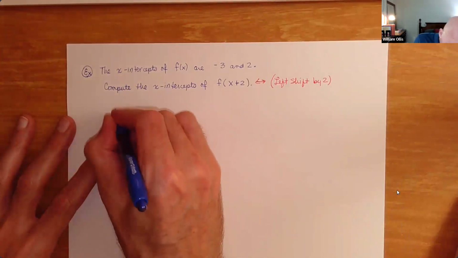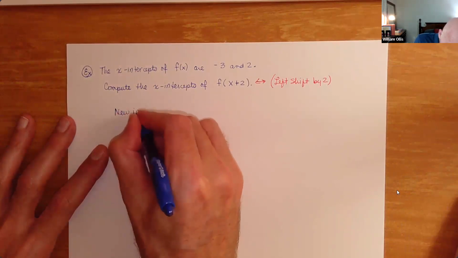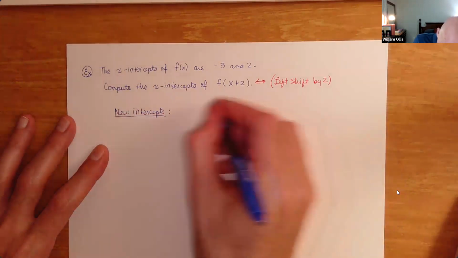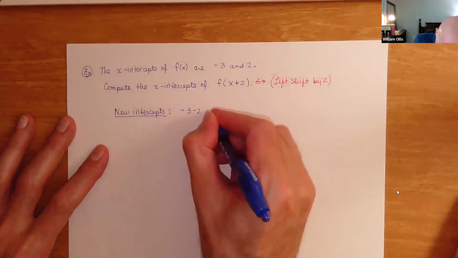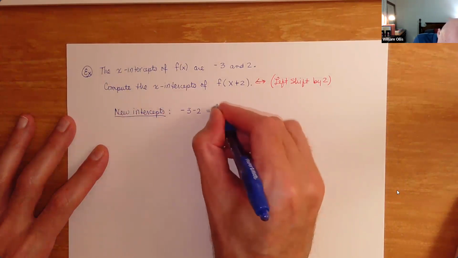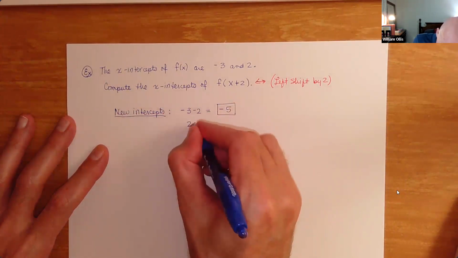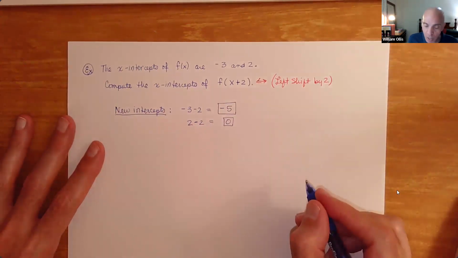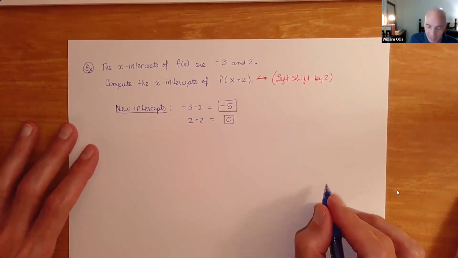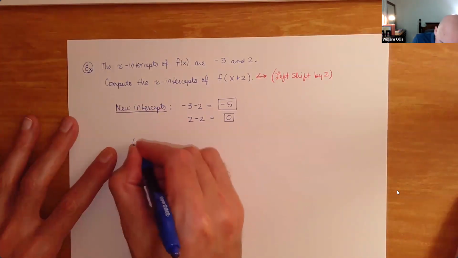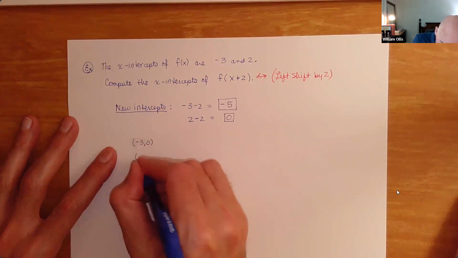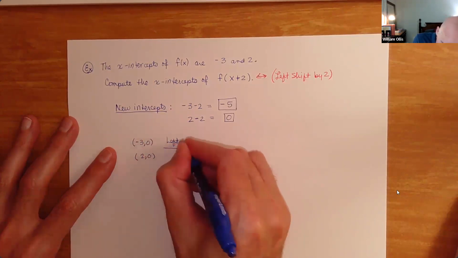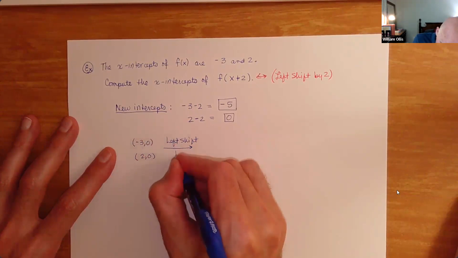So the new intercepts: we'll subtract 2. We have -3 minus 2 equals -5. That's a new intercept. And then we have 2 minus 2, which equals 0. Those are new intercepts. So if you want to do this based on what we did last time, we could just say we have the point -3, 0, and we have the point 2, 0, and we have, in this case, a left shift by 2.